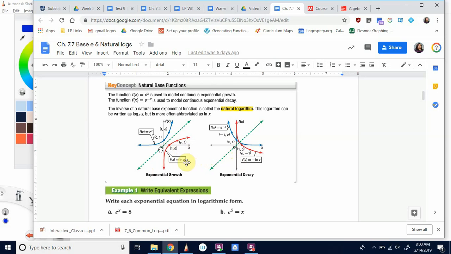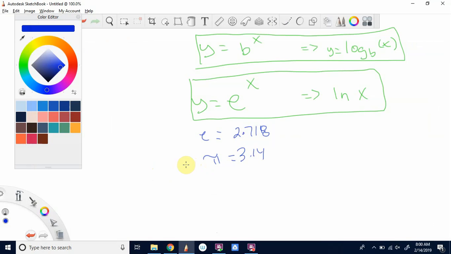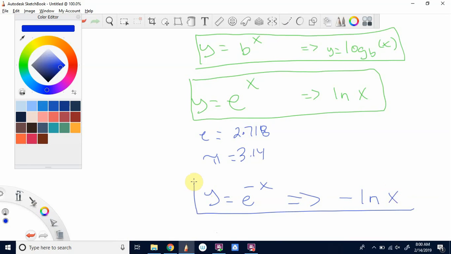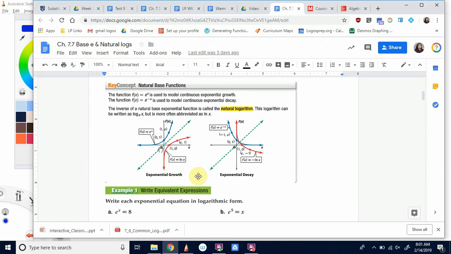The functions are f of x equals natural log of x. We represent natural log with the letters ln. And if we have y equals e to the negative x, its inverse is going to be negative natural log of x. This you do have to learn and memorize. It's slightly different. It's not going to be on the current test.